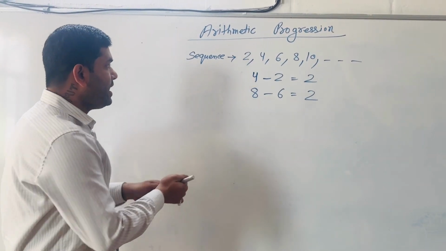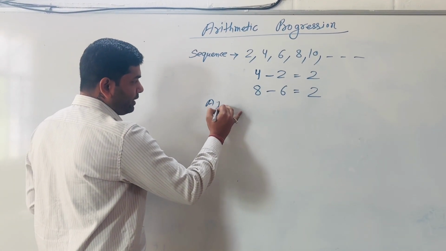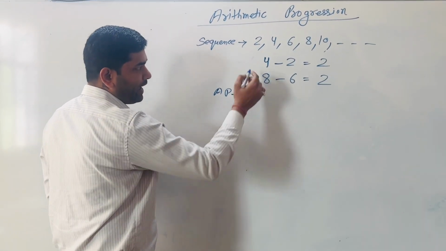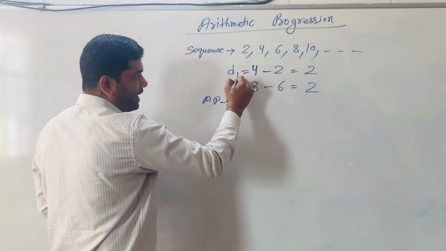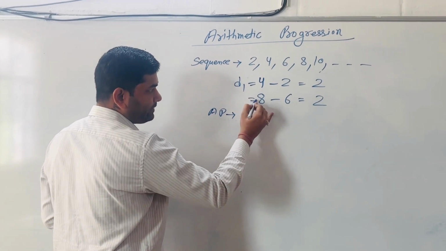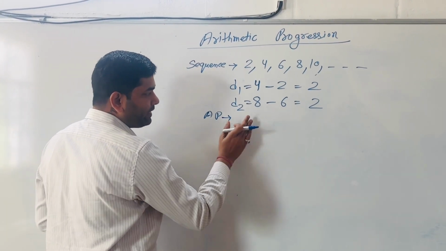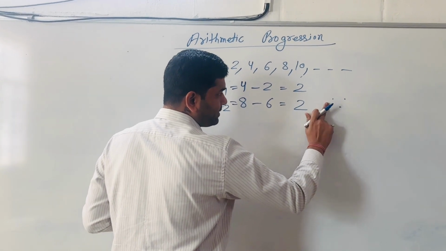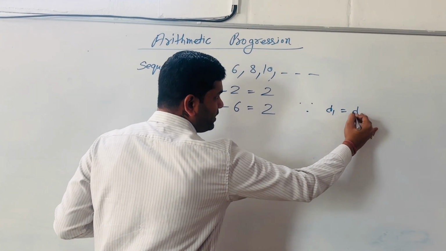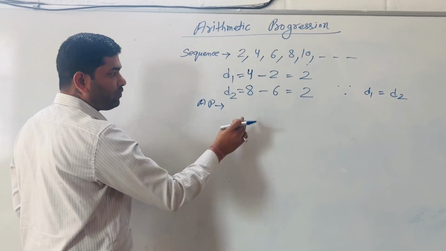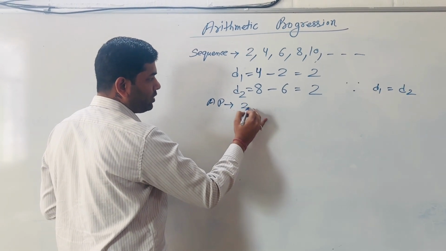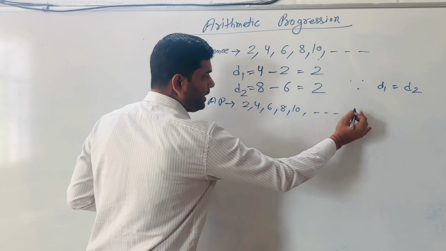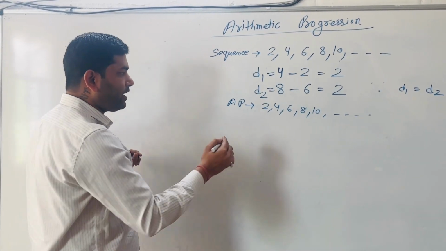We can take other examples also, which are called AP. Here I am calling the first difference D1 and the second D2. Since D1 and D2 come equal, we can say this is in AP: 2, 4, 6, 8, 10. This is in AP. We can take another example also.